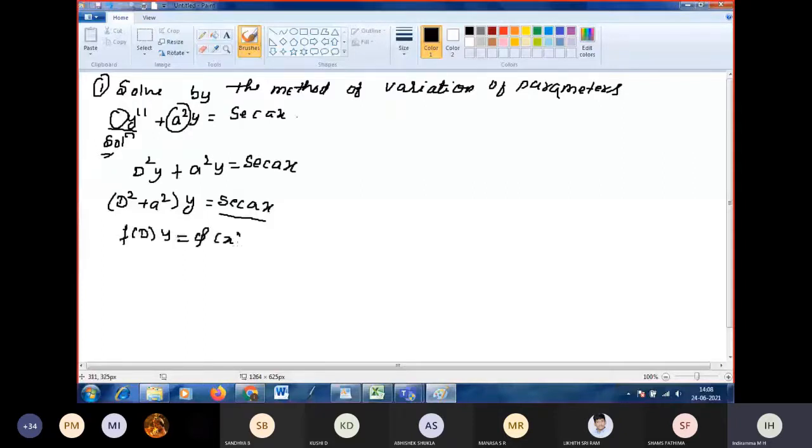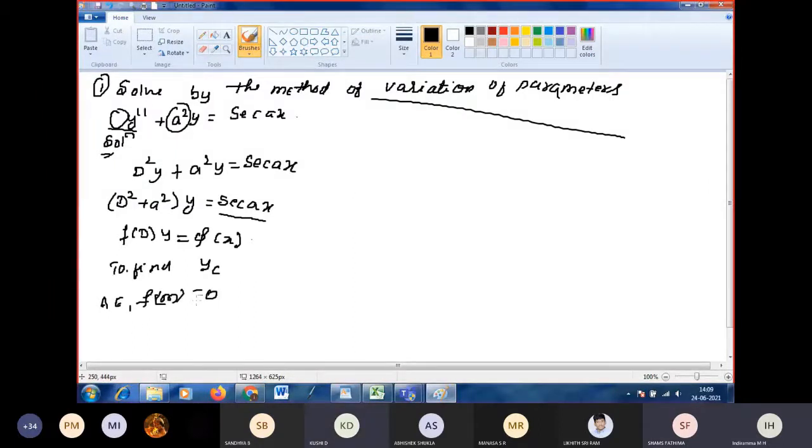Now, since we have the method of variation of parameters, we have to find only yc. No need to find yp here. So next, to find yc, what do we have to consider? Auxiliary equation. f of m is equal to 0. What is f of m? m square plus a square is equal to 0.